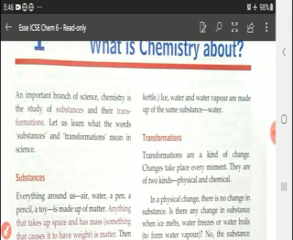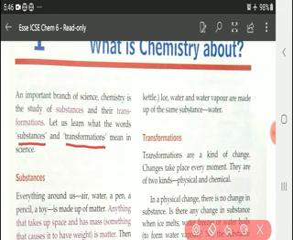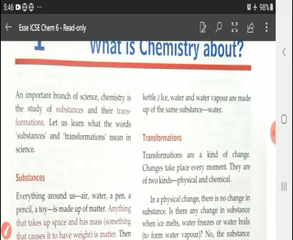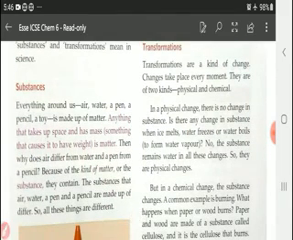Let us learn what the words substances and transformation mean in science. First of all, we are going to discuss the word substances. Everything around us is made up of matter. Examples: air, water, a pen, a pencil, a toy, etc. So here we got one more word, matter.